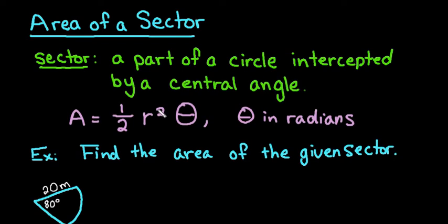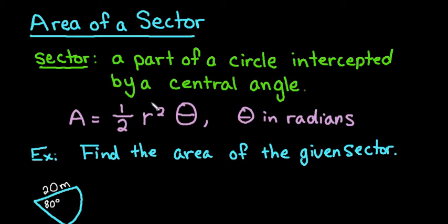Hi, for this video what I want to do is show you how to find the area of a sector. There are multiple formulas for this. The formula that we're going to be working with today is the one that is primarily used in trigonometry, and the angle measurement must be in radians.